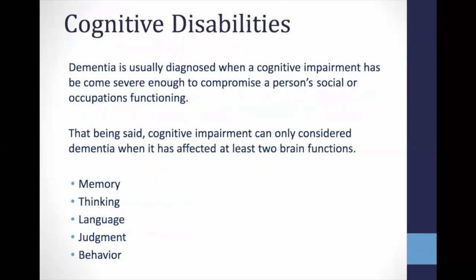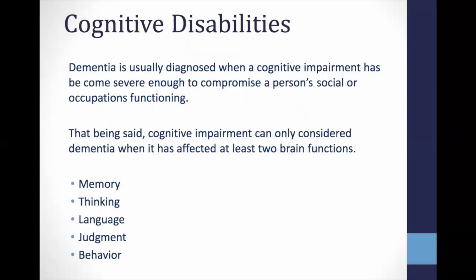So let's go ahead and move on here to cognitive disabilities, right? This is the bread and butter, basically, of what we think of when we think of dementia. Dementia is usually diagnosed when a cognitive impairment has become severe enough to compromise a person's social or occupational functioning, right? So what we're saying is cognitive impairment can only be considered dementia when it has affected two parts of their brain function, right? So that means two of the following: memory, thinking, language, judgment, or behavior, right?